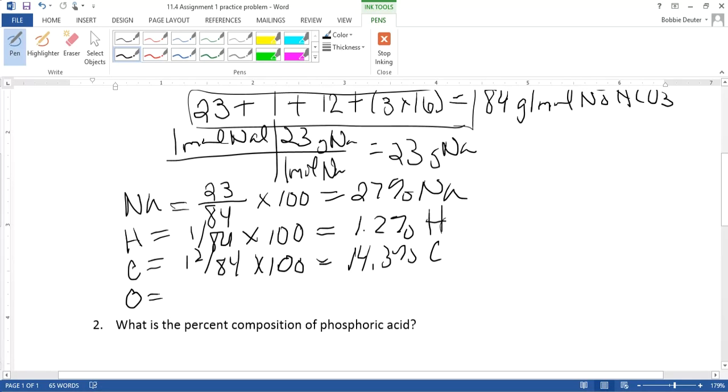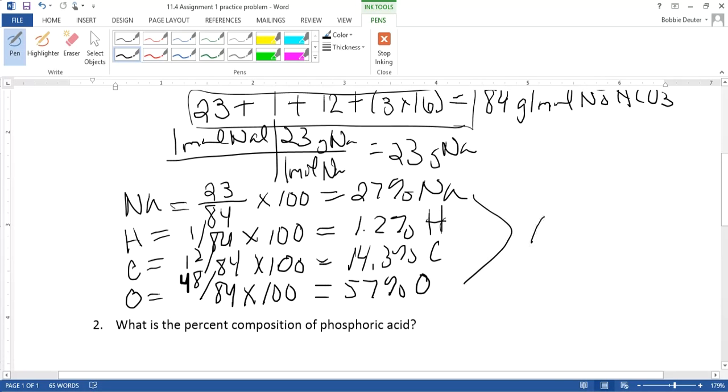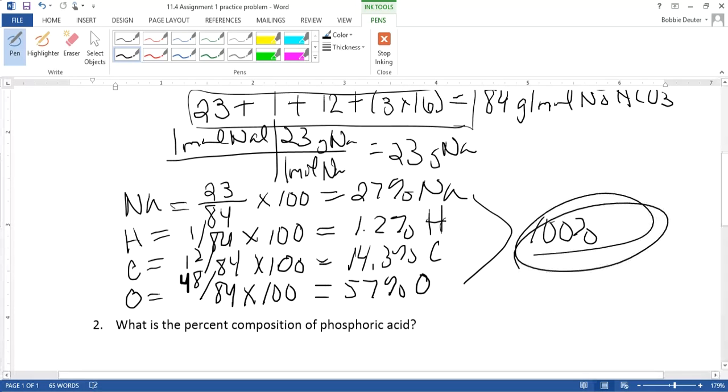And we do our last one. You have 3 times 16. That is going to be 48 over 84 times 100. And we get a total of 57% oxygen. Now, if we add these up, you should get close to roughly 100%. Now, I rounded some of these, so that's why you're not going to get exactly 100%. And if I wrote out to the 10 spot for everything, we should equal 100%. That's kind of your double check for these problems, is that you get 100%.